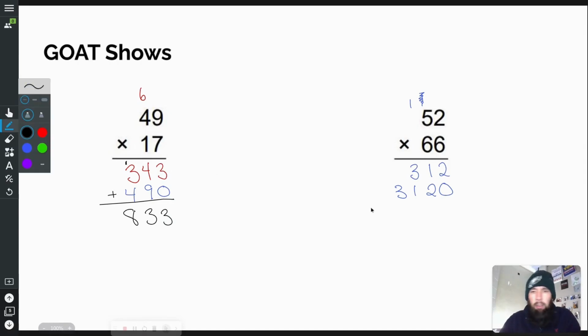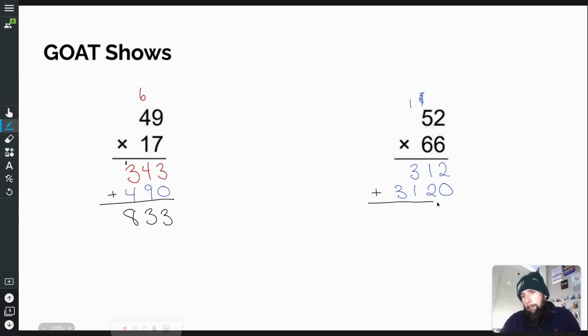Now let's add these 2 rows. 2 plus 0 is 2. 1 plus 2 is 3. 3 plus 1 is 4. And nothing plus 3 is 3. 1, 2, 3, put a comma. 52 times 66, 3,432.